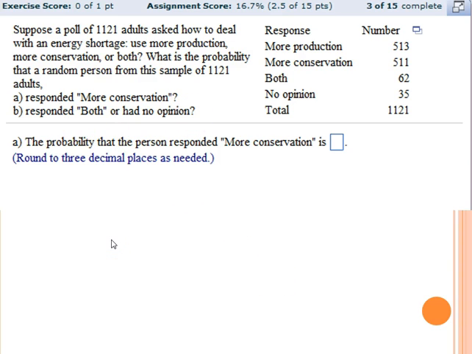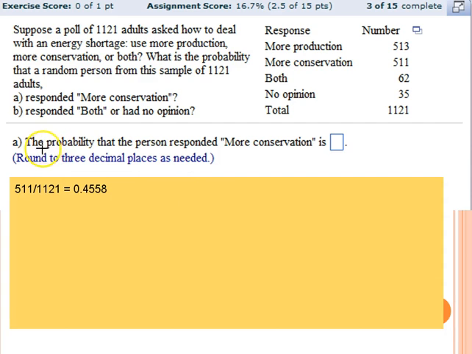So this question here looks at a survey of 1,121 adults, asking them how we should deal with the current energy shortage. Should we produce more energy? Should we just conserve more? Or should we do both? And then some of the individuals have no opinion. So we're going to ask some probabilities. If we were to select a person at random from the sample, what characteristic would that person have?